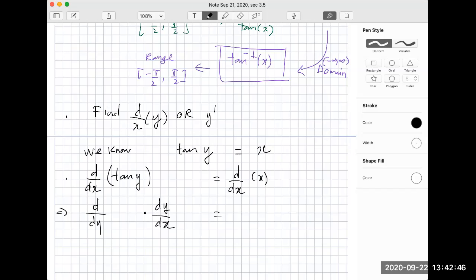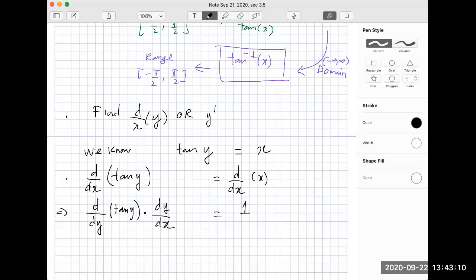Yes, the derivative of tangent y with respect to y, and multiply with dy over dx, right? Very good. And the right-hand side, what is it? Yes, it is 1. Very good. So this is a very important step. The chain rule is right here.